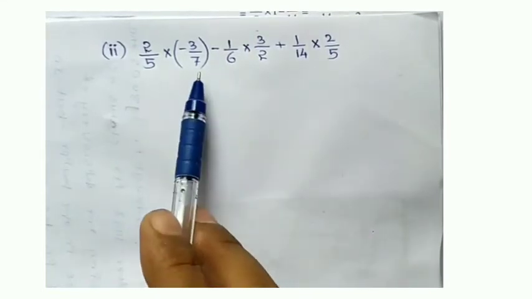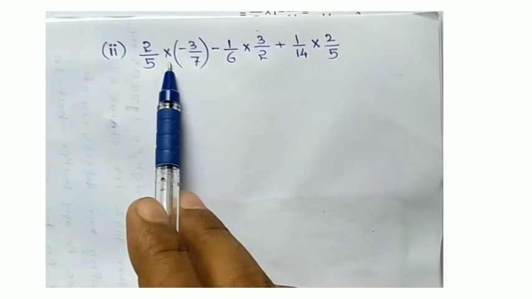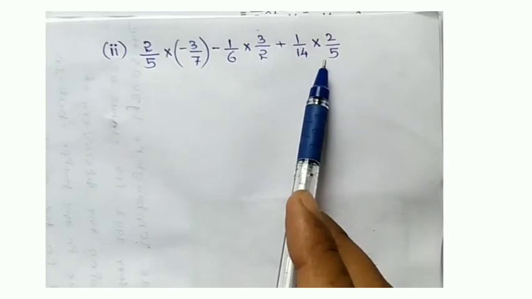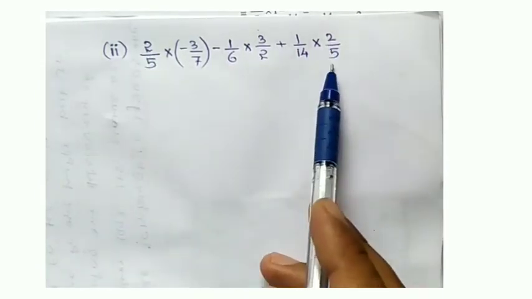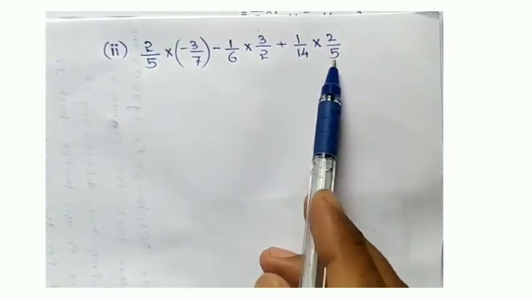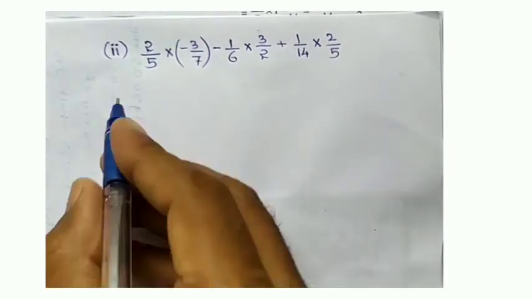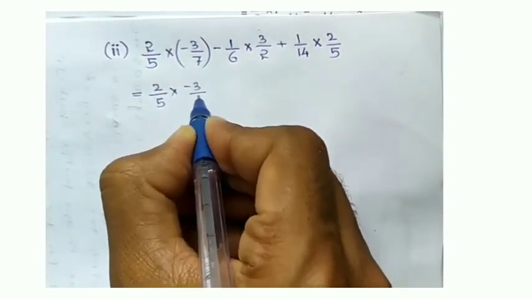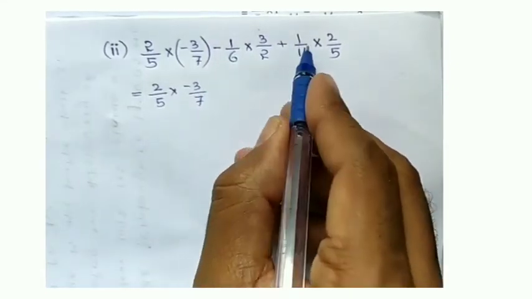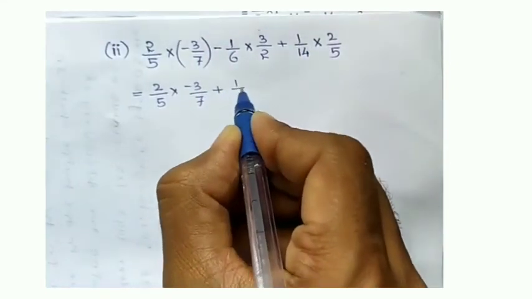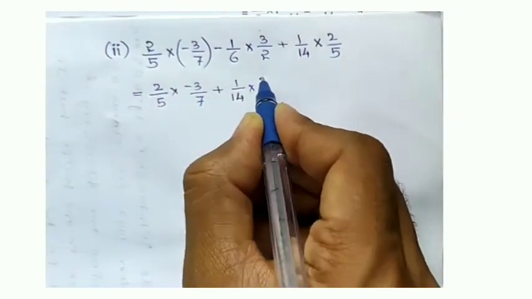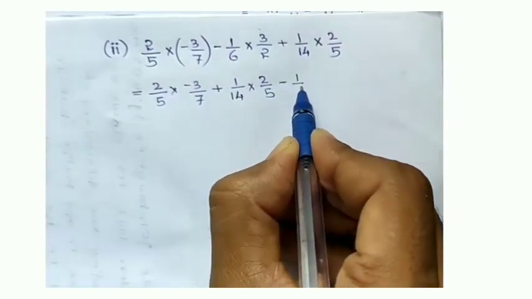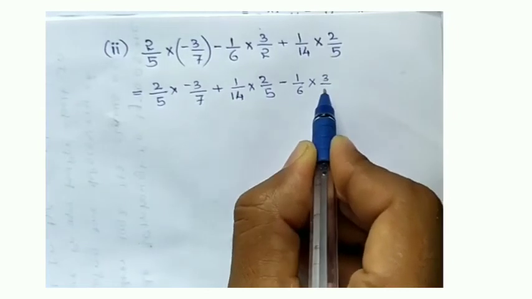Here one thing we have to do: first we can do the multiplication, or else we can rearrange these terms to get the common one. See here 2 by 5, here also 2 by 5 is there. So I will rearrange these terms using the associative property. First I will write 2 by 5 into minus 3 by 7. What is left here? Plus 1 by 14 into 2 by 5. What is left I will write at the end, minus 1 by 6 into 3 by 2.